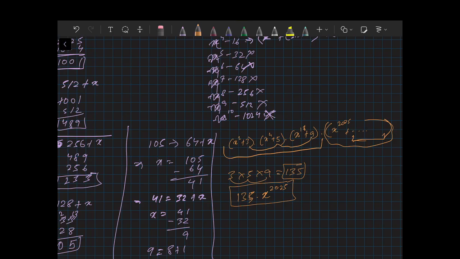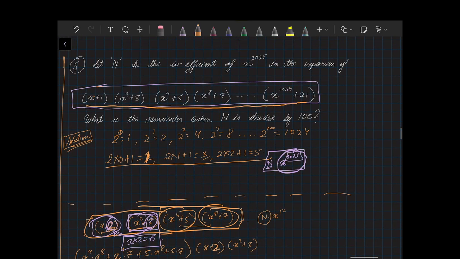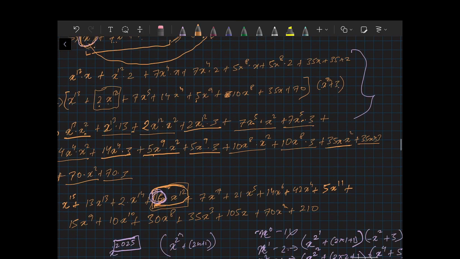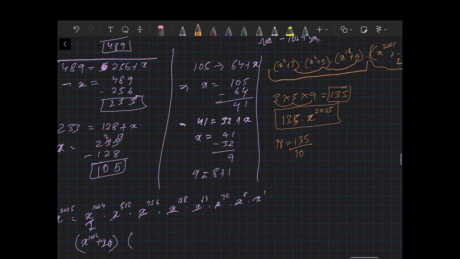So we figured out the value of n is equal to 135, but we also have to remember that this is not the final answer. You have to find the remainder when n is divided by 100. When you divide 135 by 100, the remainder is nothing but 35. So 35 is our final answer for this one.